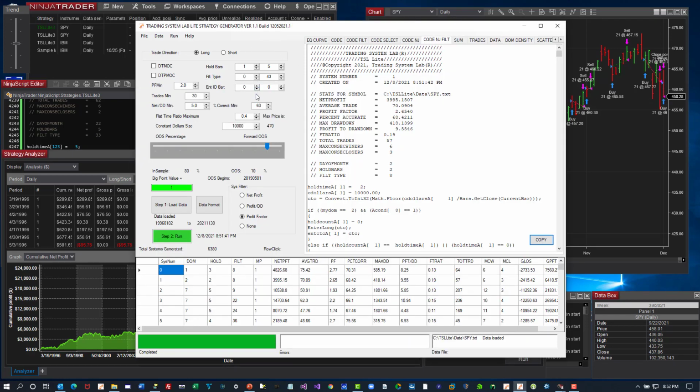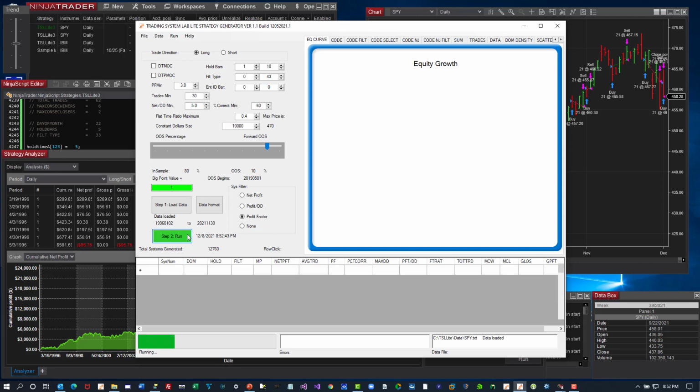Now let's make some changes here. Let's increase the holding period of the system to 10 days. So I'm going to look at 1 to 10 days. I'm going to look at profit factors only of 3 or greater. It's a pretty good profit factor, so 3 or greater. I'm going to stick with a minimum of 30 trades, a net profit to drawdown of 5-to-1, percent accuracy of 60, and a flat time ratio again of 0.4. Let's run that and see what happens.